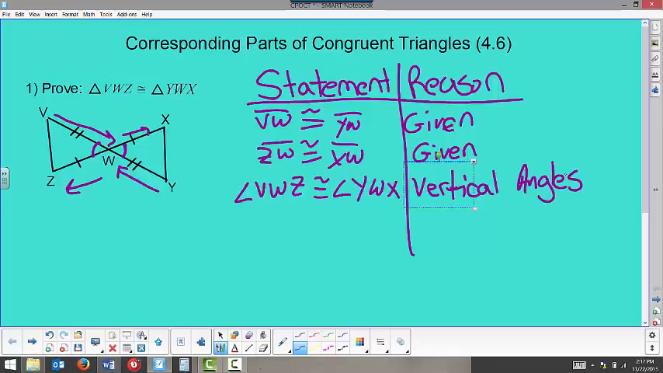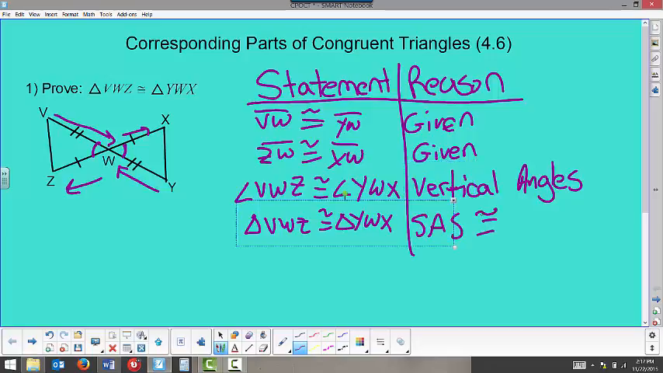Then looking at that figure and the congruence marks, I can go ahead and prove that triangle VWZ is congruent to triangle YWX. And we're going to use our side angle side congruence conjecture, because that's exactly what I have. Side angle side, side angle side. It matches up. So I know that those two triangles are congruent by side angle side.